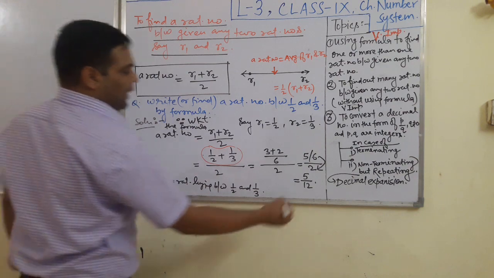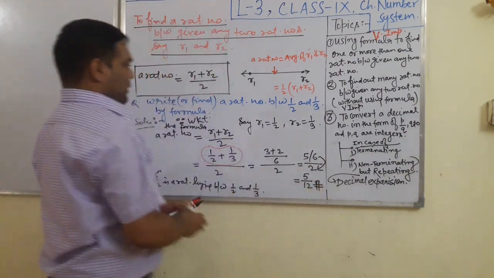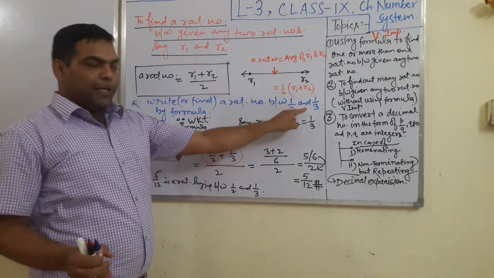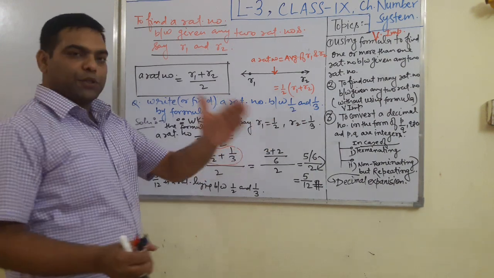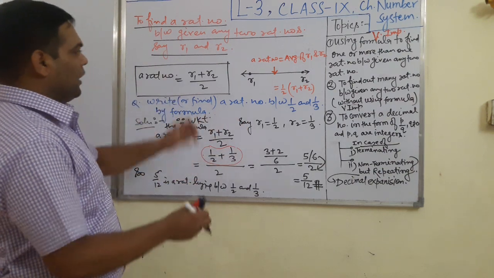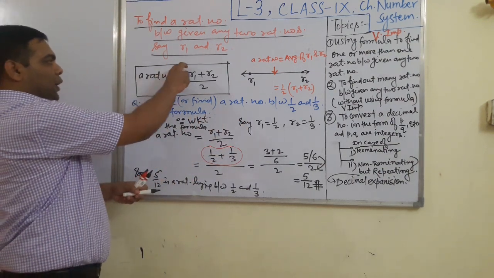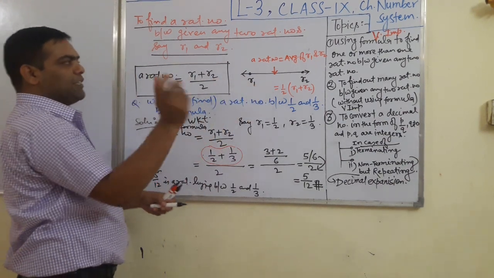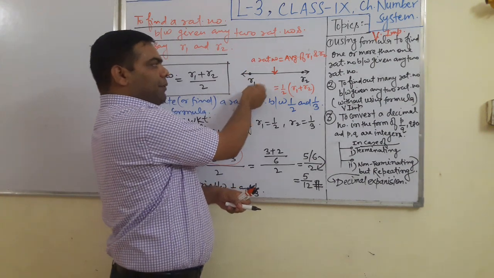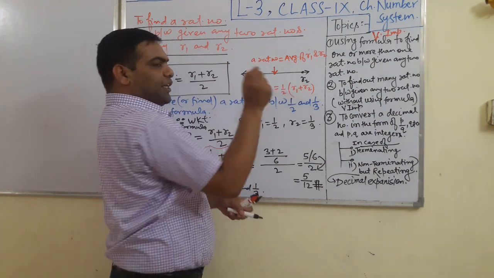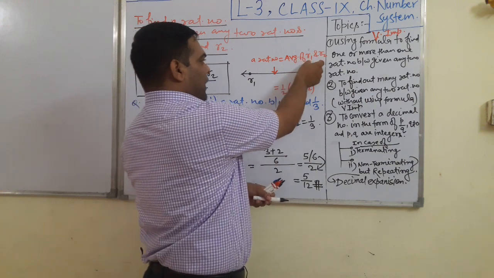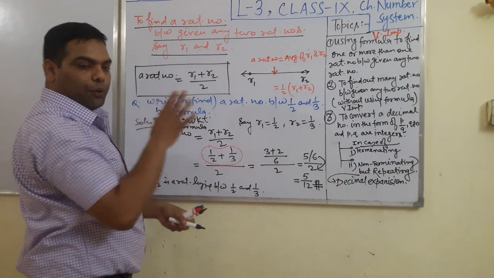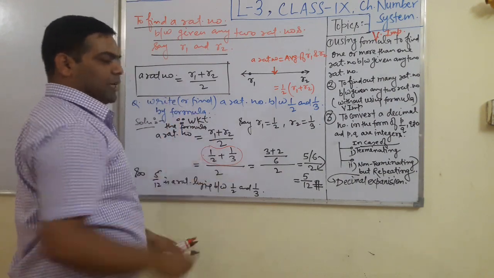So in this way we can find a rational number with the help of the formula between any two rational numbers. I hope, students, you are satisfied. So remember always, when you have to find a rational number between any two rational numbers, you have to use this formula. Simply, a rational number between R1 and R2 is nothing but the average of R1 and R2, whose formula is here. Okay students, now see one more example based on this.